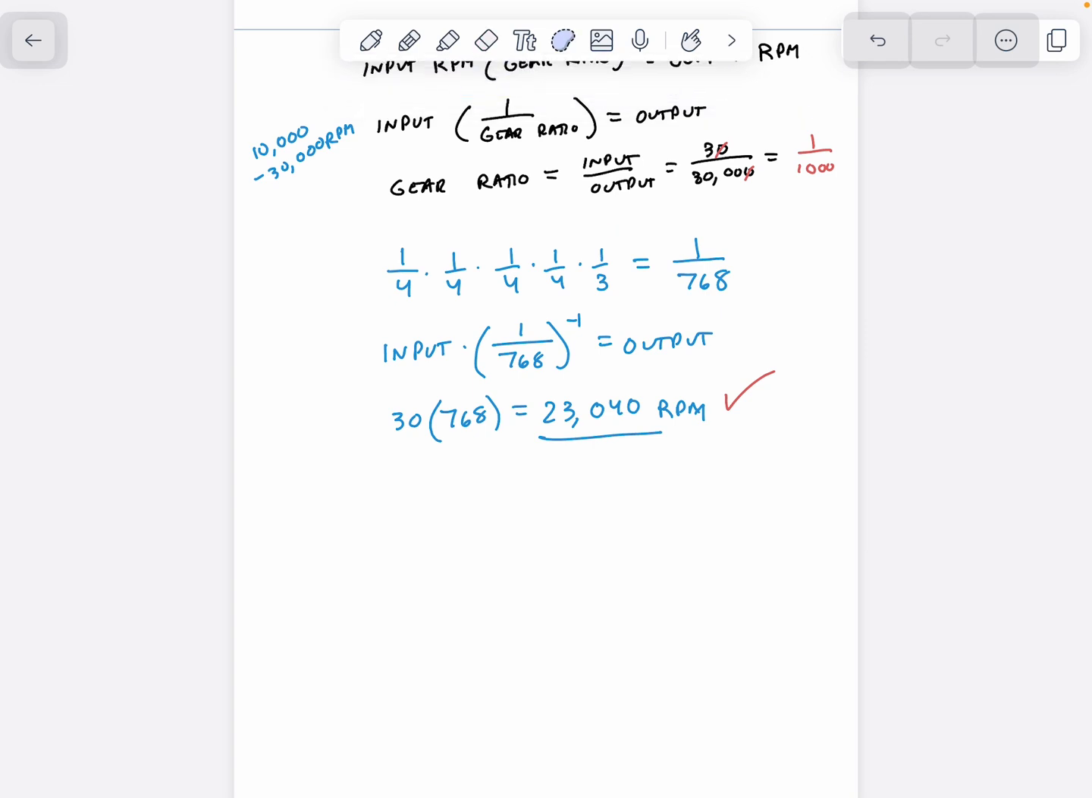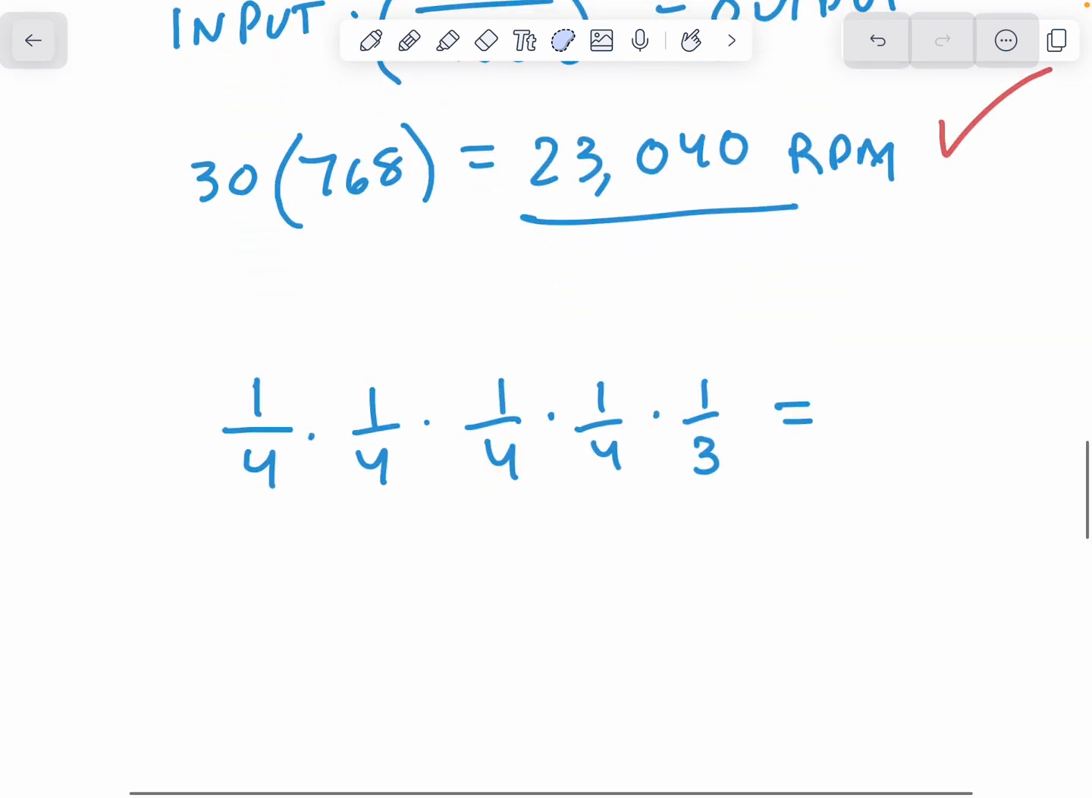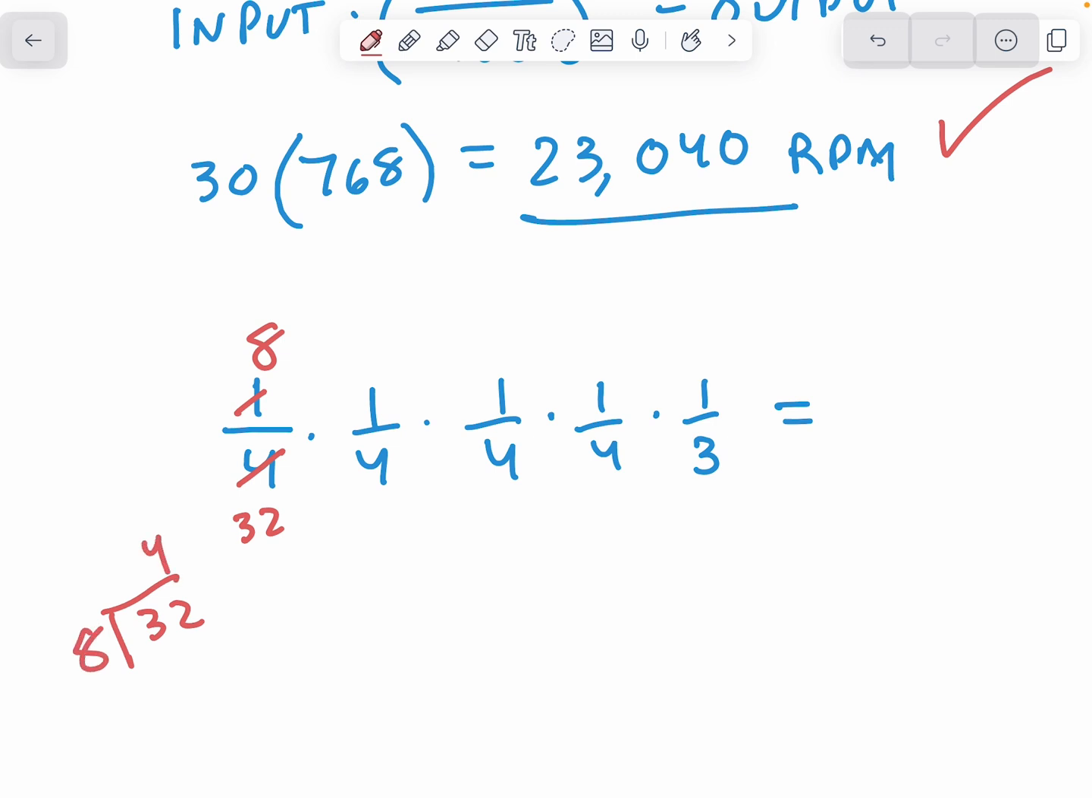I'm going to duplicate this. The smallest gear is going to be an 8, right? So to get a 1-to-4 ratio, this would need to be 32, because 8 divided by 8 is 1, 32 divided by 8 is 4. So that gives us a 1-to-4 ratio. Does that make sense?